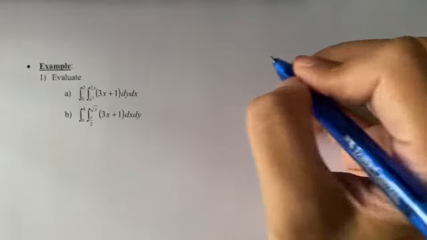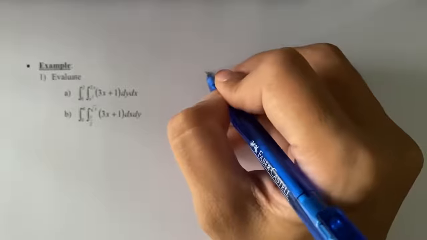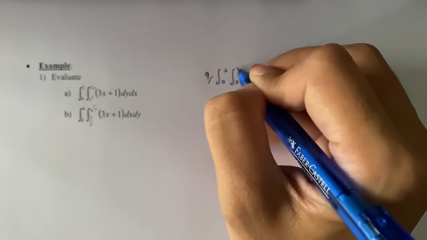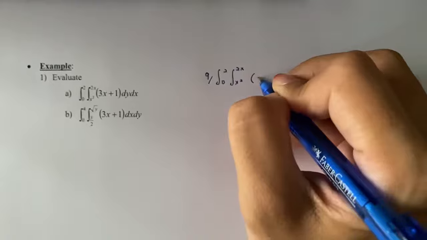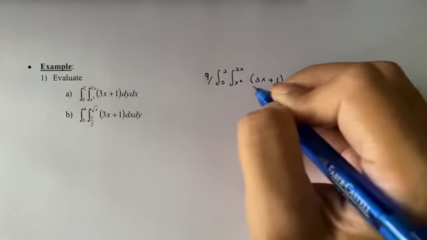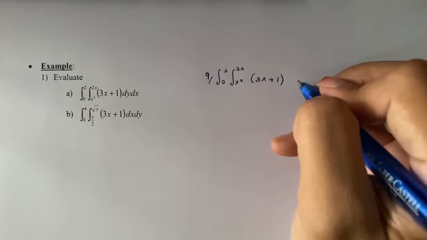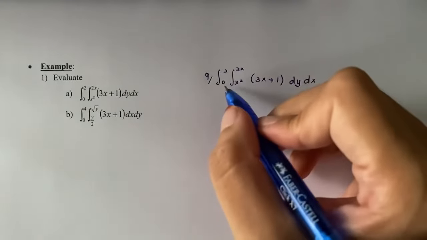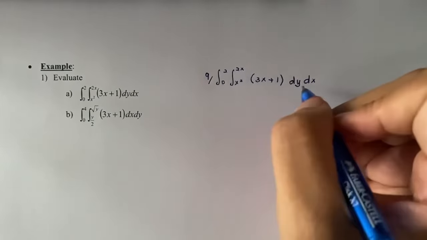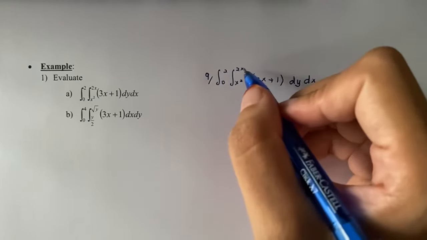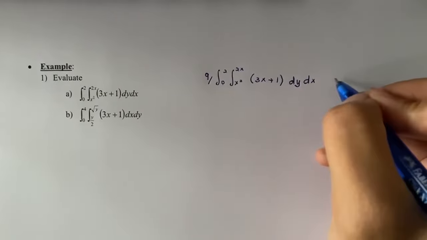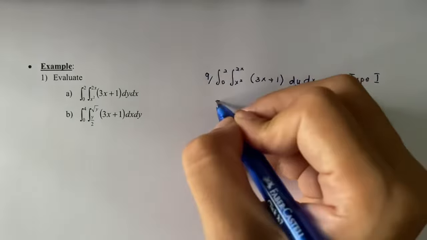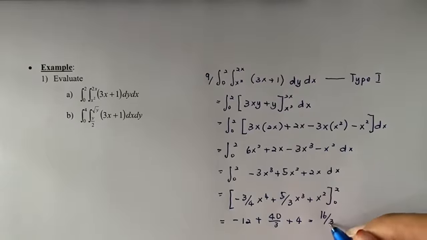So as we can see here, A: 0 to x square to 2x, 3x plus 1, this is our f(x,y), and this is the limit for y, dx. So we have fixed limits for x and y. We have the curve x square and 2x. So this is a type 1 region. So solve for this one, 16 over 3.